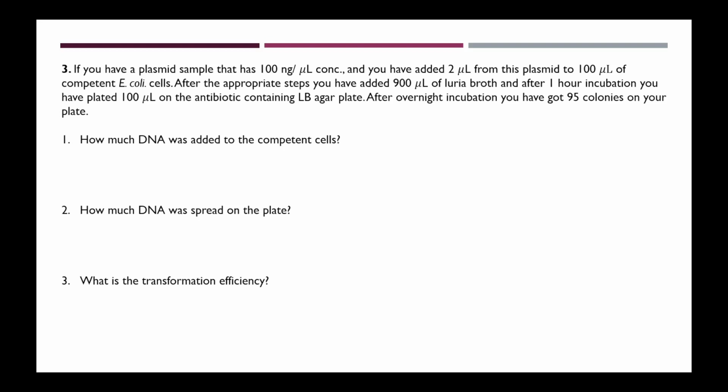So this is a question related to that particular topic. If you have a plasmid sample that has the concentration of 100 nanogram per microliter, and you have added 2 microliter from this plasmid into 100 microliter of the competent E. coli cells, and after those steps of bacterial transformation you have added 900 microliter of media. After 1 hour incubation, you have plated only 100 microliter from there on an antibiotic containing agar plate. And then next day you have got 95 colonies on your plate.